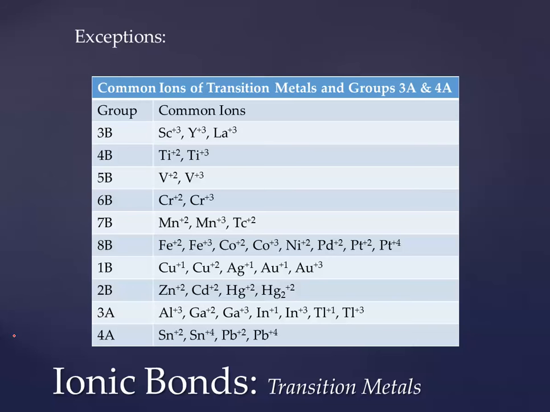There are a couple of exceptions to the transition metals having multiple charges. And these exceptions are silver, these are the ones you need to know, and zinc. So silver is always going to be a +1 charge. It does not have any other oxidation state. Zinc is also only going to have one oxidation state, even though it's a transition metal. It's always going to be a +2 charge.